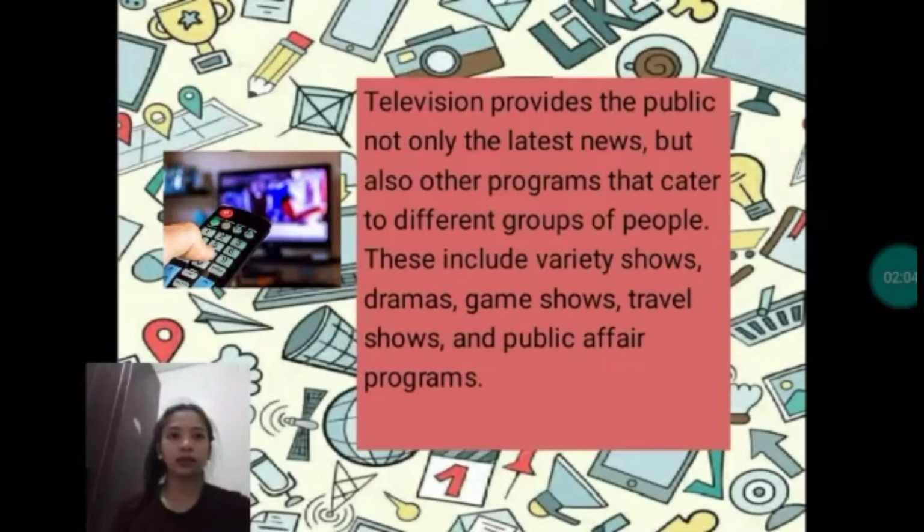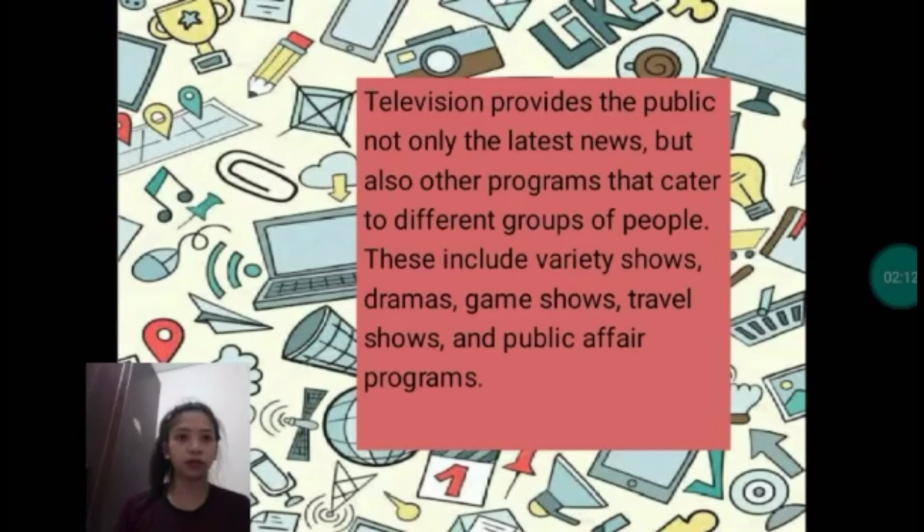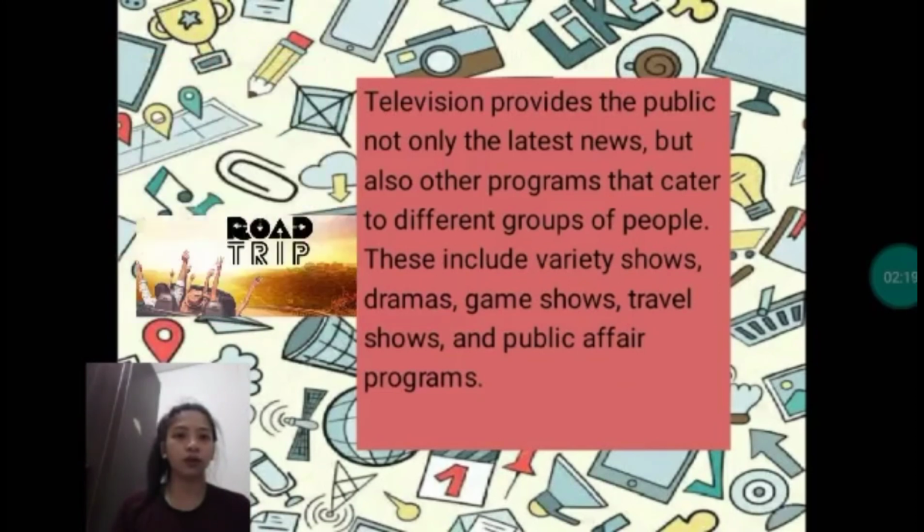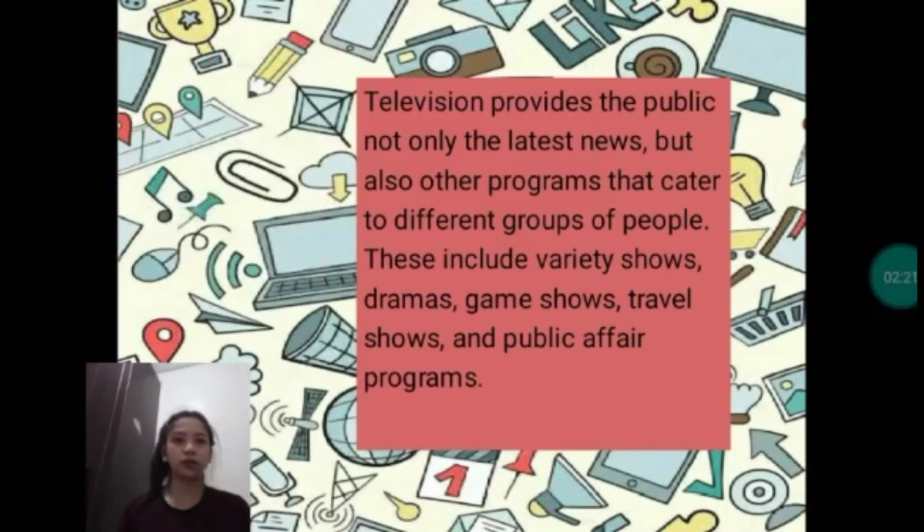So next is television. Television provides the public not only the latest news but also other programs that cater to different groups of people. This includes variety shows, dramas, game shows, travel shows, and public affairs programs. So that is the television.